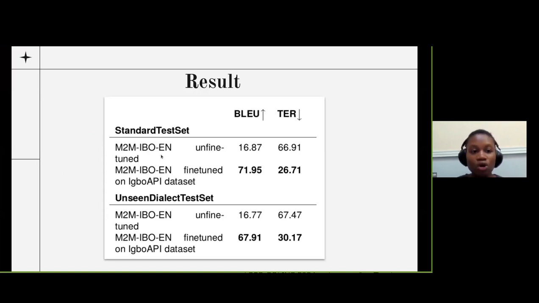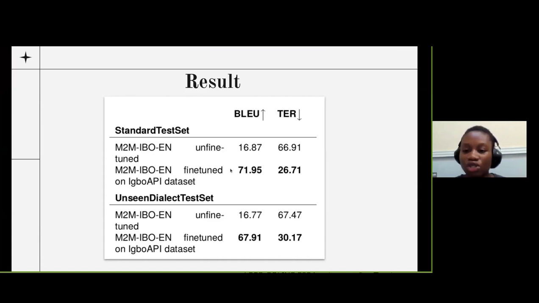So from our results, we observed an improvement of 55 plus BLEU score for the standard test set, and then 51 plus BLEU score for the unseen data set. Looking at this, you will see that the unseen dialect test set performed worse than the standard one, showing you the challenge these models have when it comes to dialectal machine translation, emphasizing how important this data set is in this field. And if you look at this, you might think that the BLEU scores are too high.